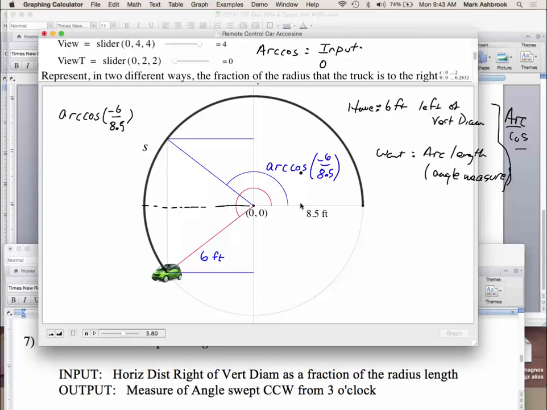If you took pi minus that, what would you get? If you took pi minus the angle that we have, what would you get? In what quadrant? No, if you took pi minus this, what angle would you get? You get this angle right here in the second quadrant, right? Right. So this is pi minus our arc cosine.